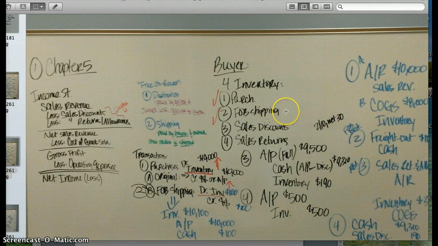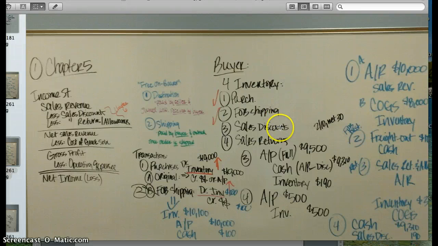If the seller sells the buyer product and it's for an FOB shipping point, the buyer is responsible for that, meaning that it's another debit to your inventory and credit to cash, whatever the cost might be for that shipping cost.